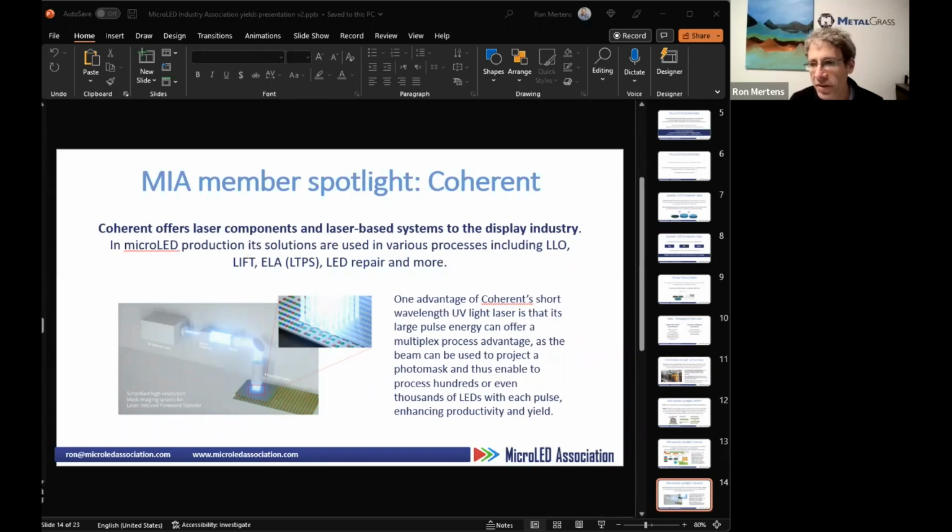And we wanted to focus here on how they are driving towards mature, durable and efficient processes. One of the unique advantages of the shortwave UV lasers that Coherent is developing is that they have a very large pulse energy. So this can actually be multiplexed or split using a photomask, which you can see here below. And so you can work on hundreds or even more LEDs at the same time. So this not only increases the productivity, it also increases the yields because of the uniformity of the process.